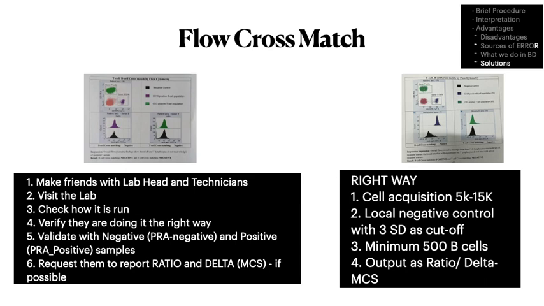You have to request them to report the ratio and delta of mean shift, so they know that, and both of us can work together. The cell acquisition has to be done the right way, 5,000 to 15,000. You have to build local negative controls based on 3 standard deviations, and a minimum of 500 B cells has to be there, and the output has to come as ratio and delta.